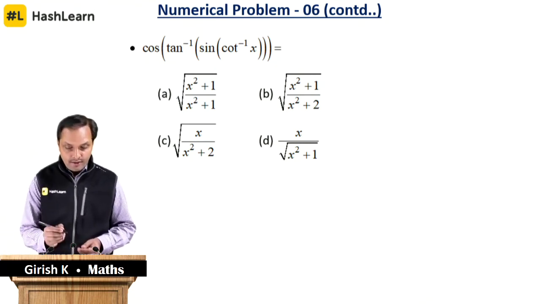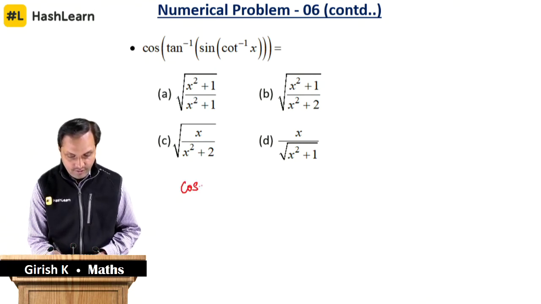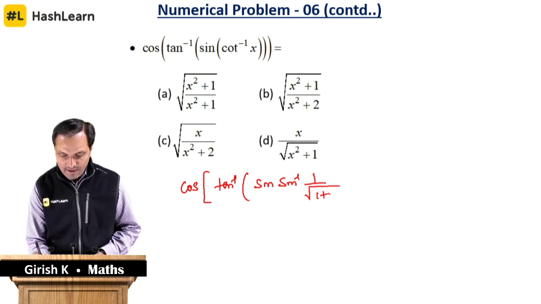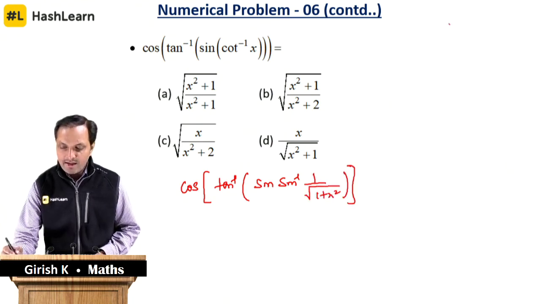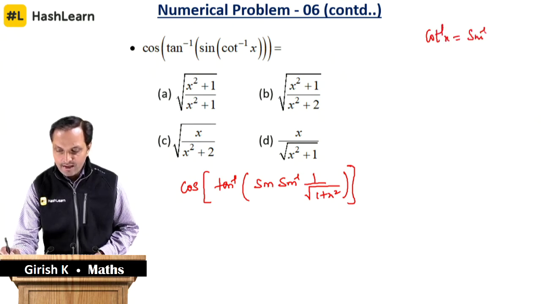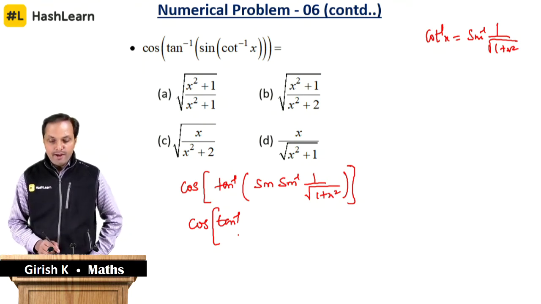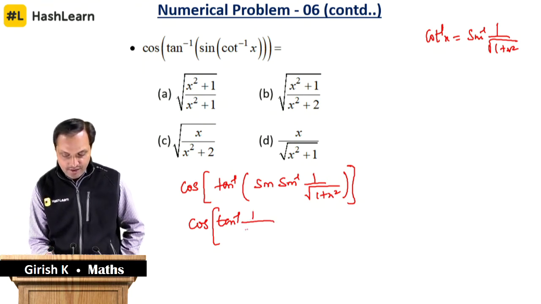So we got cos tan inverse, sine, again sine inverse 1 by root 1 plus x square. The reason behind that is cot inverse x, the equivalent was sin inverse 1 by root 1 plus x square. Now you can shift sine of sin inverse 1 by root 1 plus x square as just 1 by root 1 plus x square.